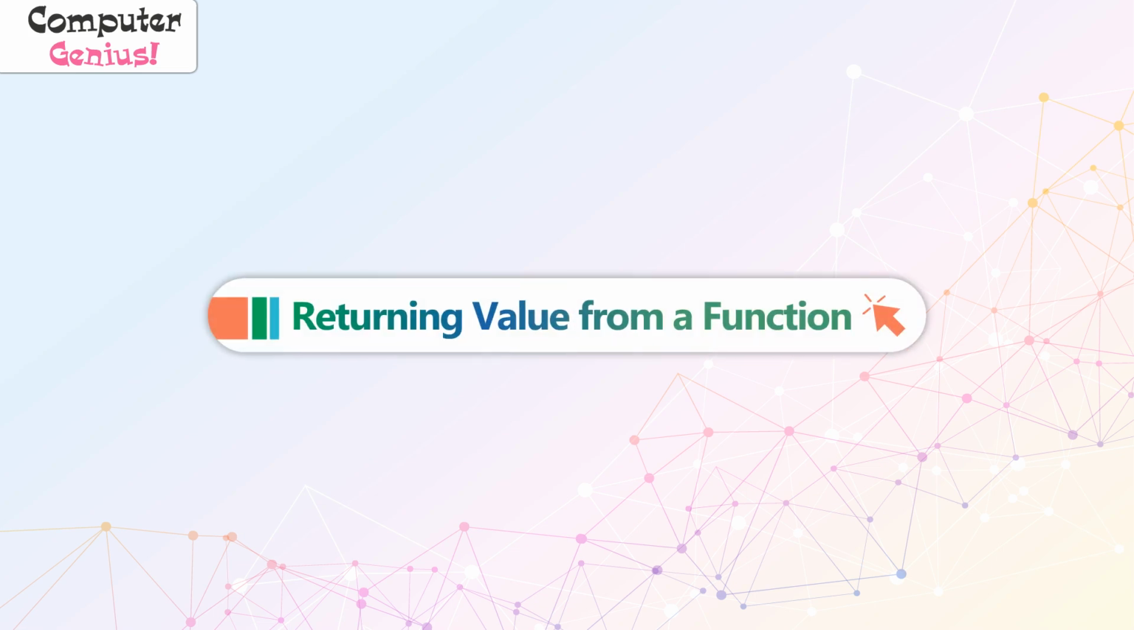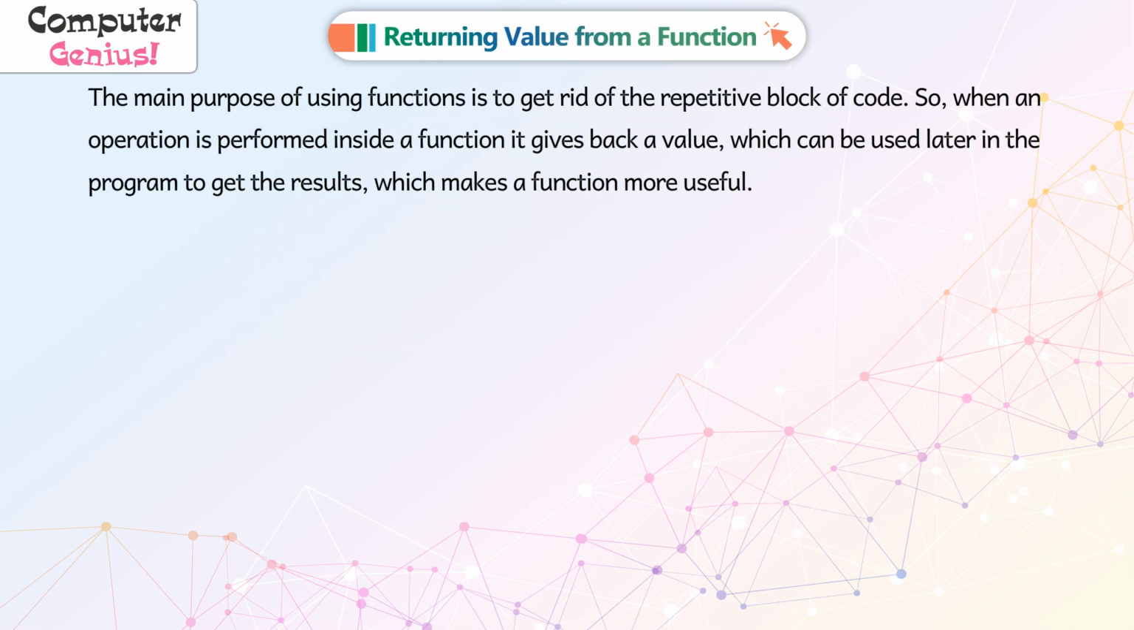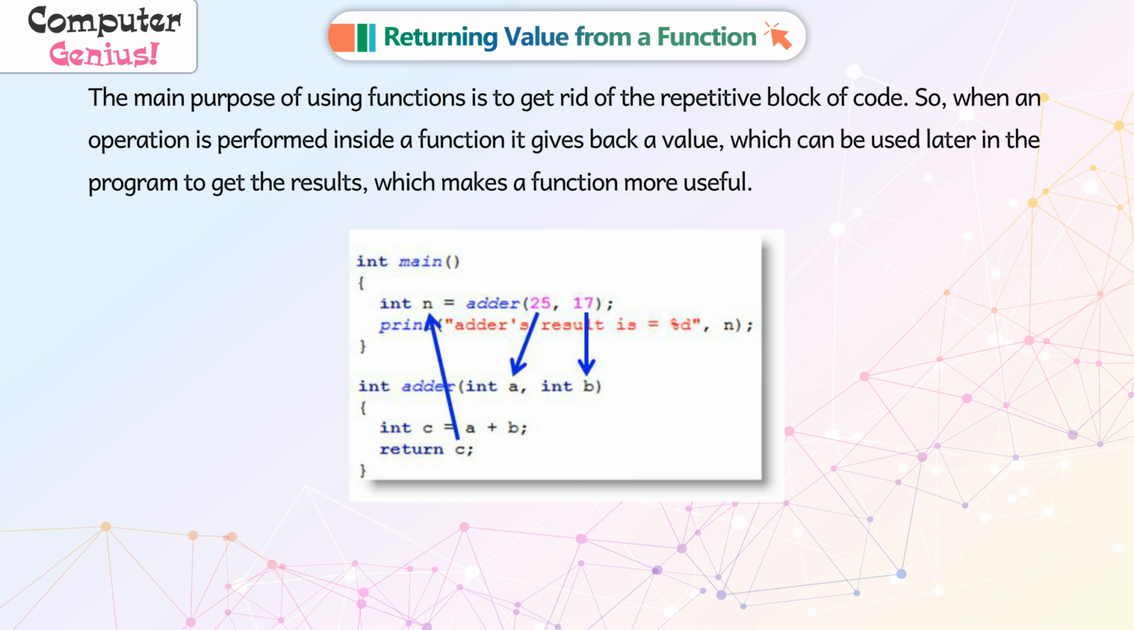Returning value from a function. The main purpose of using functions is to get rid of the repetitive block of code. So, when an operation is performed inside a function, it gives back a value, which can be used later in the program to get the results, which makes a function more useful.